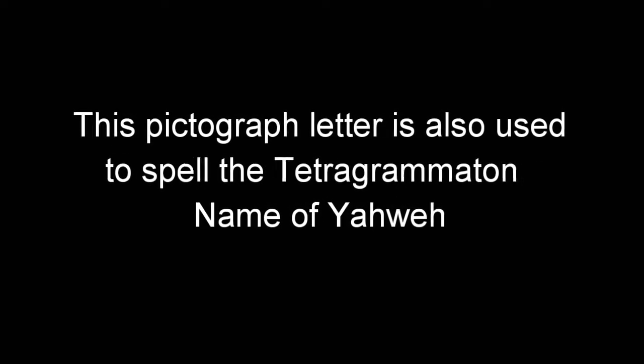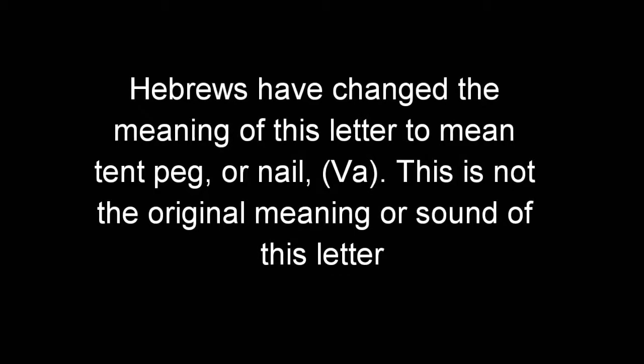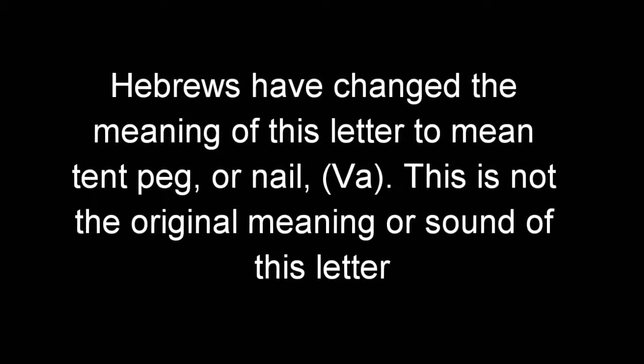This pictograph letter is also used to spell the tetragrammaton name of Yahweh. Hebrews have changed the meaning of this letter to mean tent peg, or nail, va. This is not the original meaning or sound of this letter. Here is a picture of the Wry pictograph letter, and its numeric value and sound.